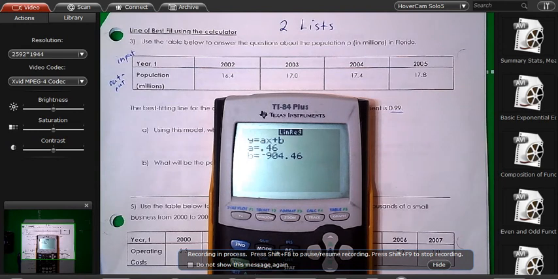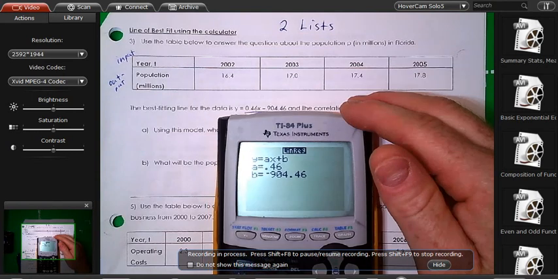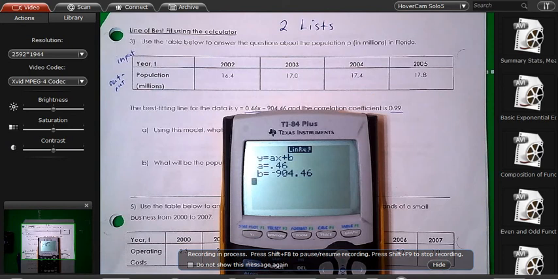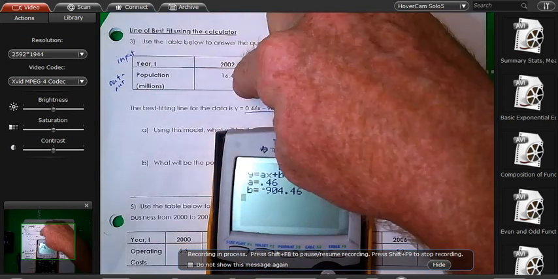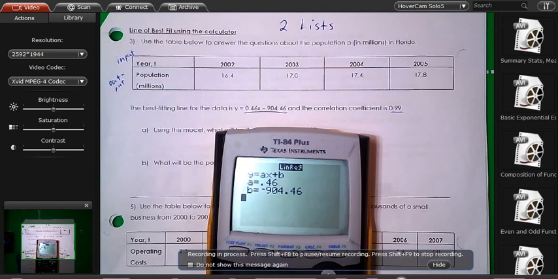So AX plus B is just our slope-intercept form. Now, is that exactly what they have? Yes. It's exactly what they have. They have 0.46x minus 904.46.